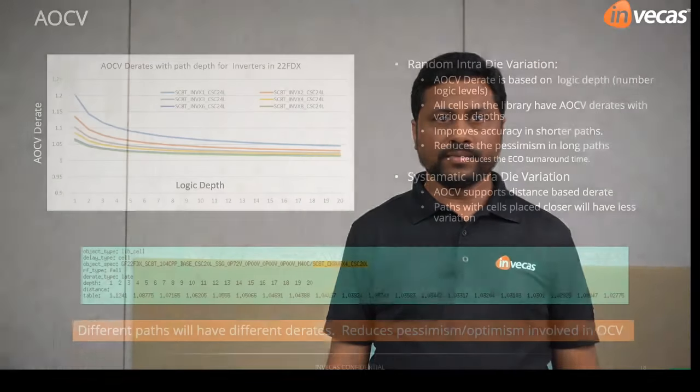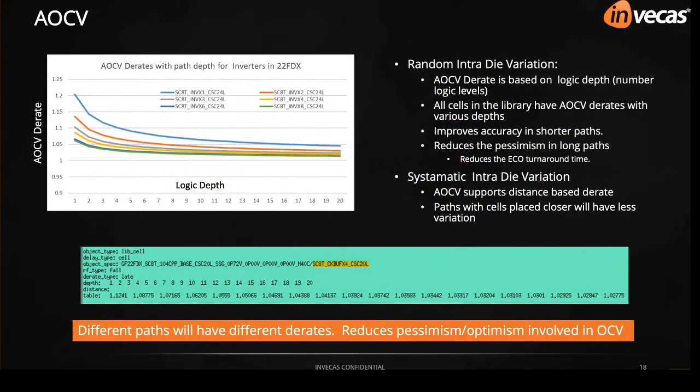AOCV means advanced on-chip variations. To overcome the drawbacks we have seen in the OCV methodology, AOCV came into the picture. Unlike a fixed value of derate in OCV, in AOCV there will be a different derate for the same cell based on the depth. Here the depth means the logic depth from the starting register. All the cells in the library will have these new AOCV derates added for different depths.